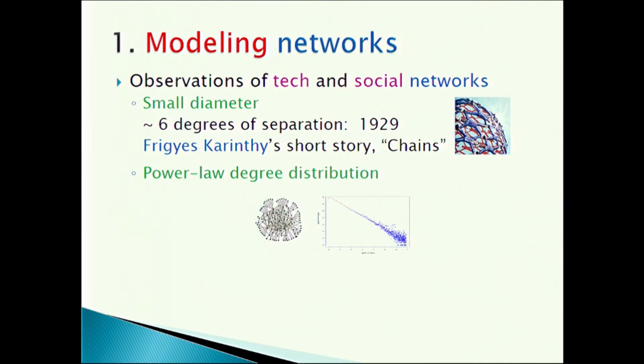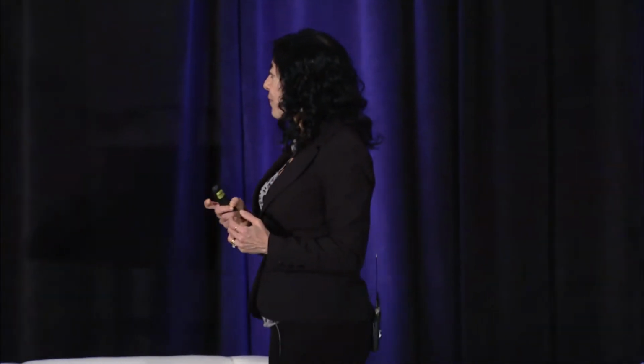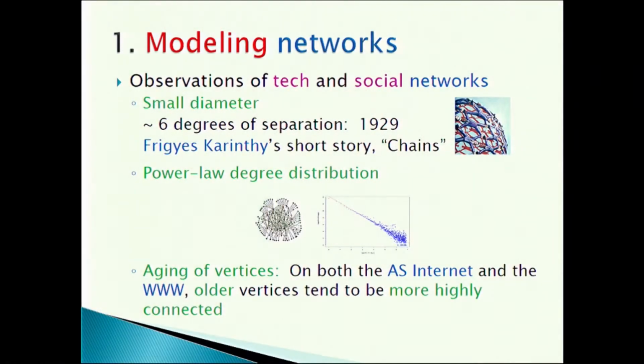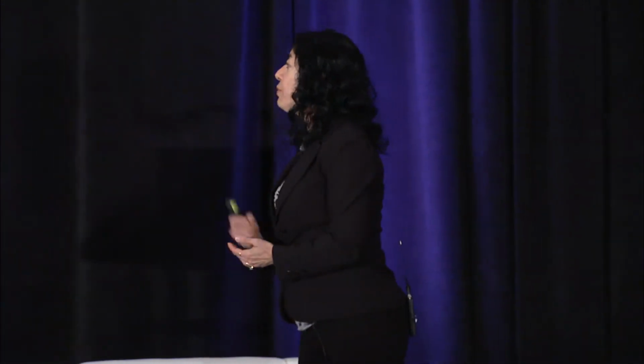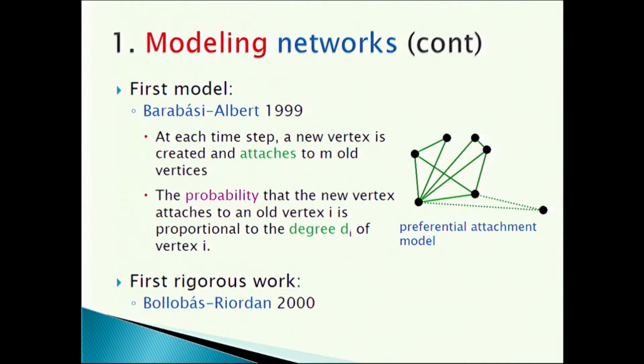A lot of things that we used to study 20, 30, 40 years ago fell off exponentially in parameters. But here, it falls off much more slowly, like a power law. The probability that I have K connections in a social network will fall off like 1 over K to a power. And interestingly, in biological networks and a lot of other networks, we see these power laws. And finally, aging of vertices. On both the AS Internet and the World Wide Web, older vertices tend to be more highly connected, with lots of exceptions.